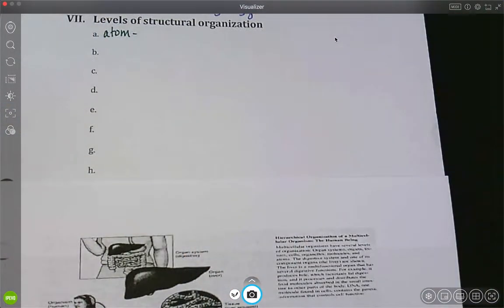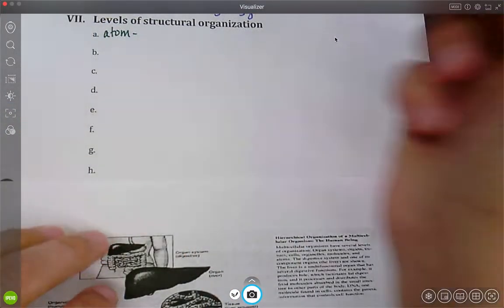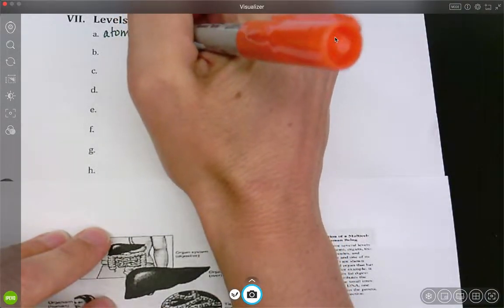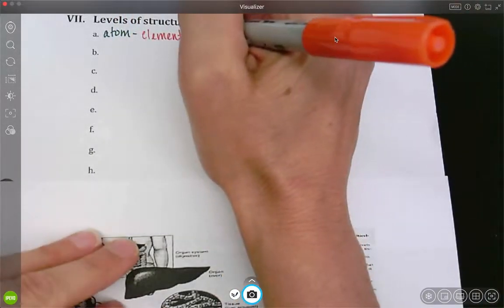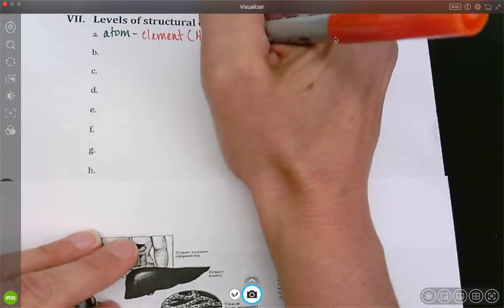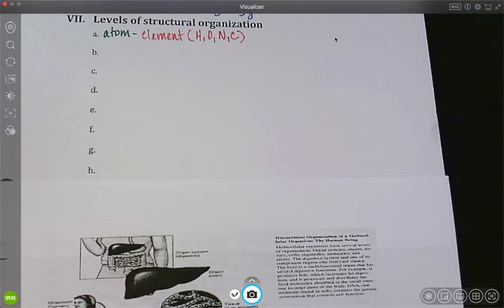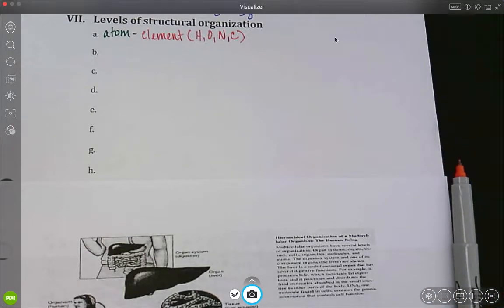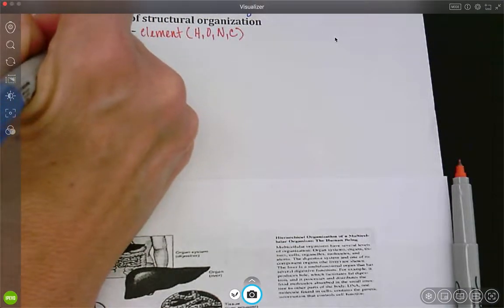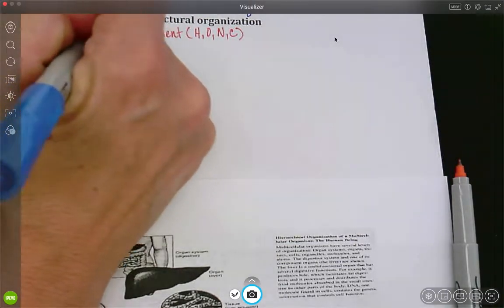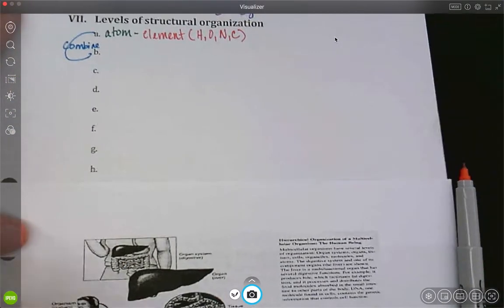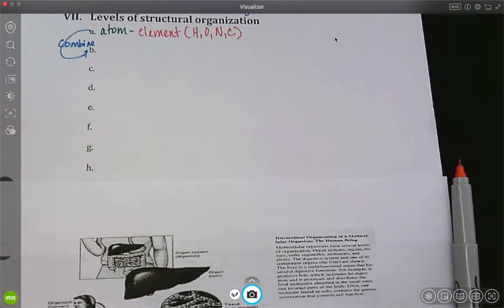So what are we going to say an atom is? We are going to say an atom is an element. So let's give some examples. We've got hydrogen, we've got oxygen, we've got nitrogen, we've got carbon. Anything on the periodic table. I don't care what you choose, write some examples down. So I'm going to take more than one atom, and it's going to combine to form the next one, right? So what's next?